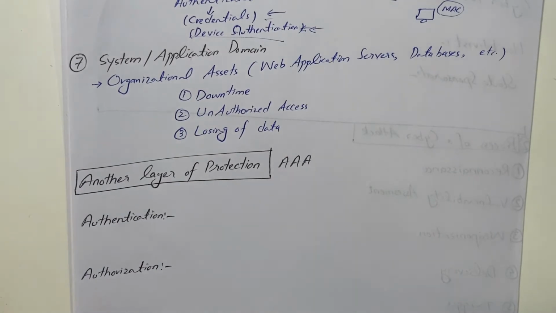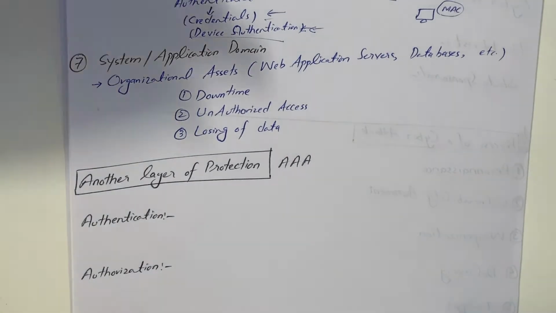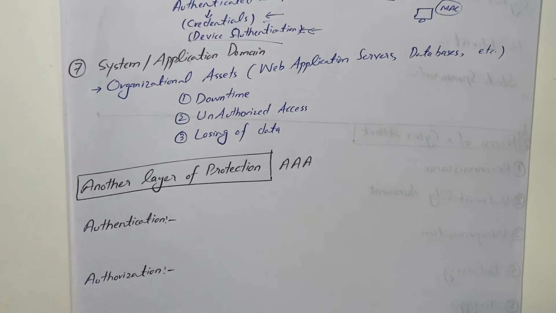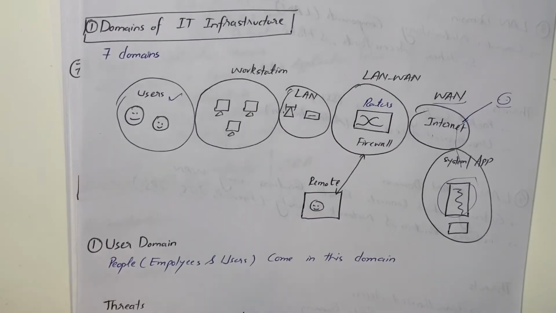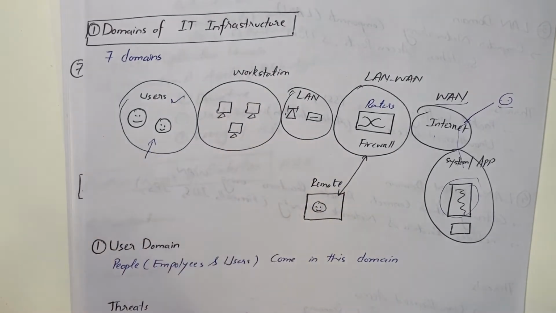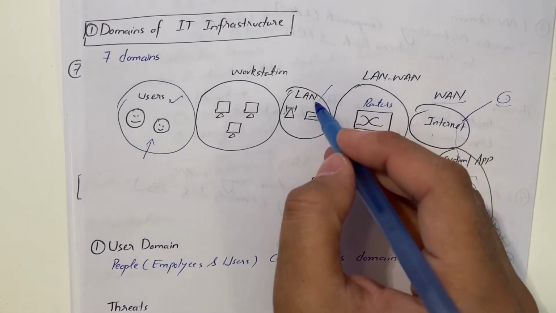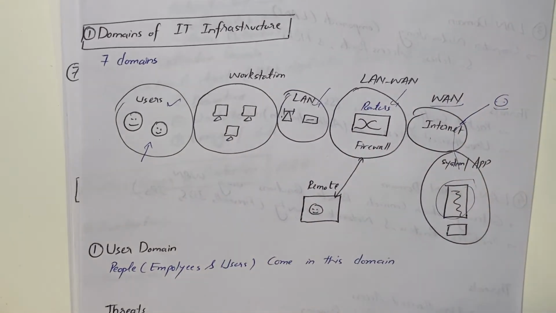That's another risk, in fact. So this is basically all the domains of IT infrastructure. Now we have a better idea of which domain has which kind of threat and what kind of security we need to implement there. The security solutions which work to protect the user domain are not helpful to protect the LAN domain or the LAN to WAN domain. So each domain has different requirements, different problems, and different security solutions.